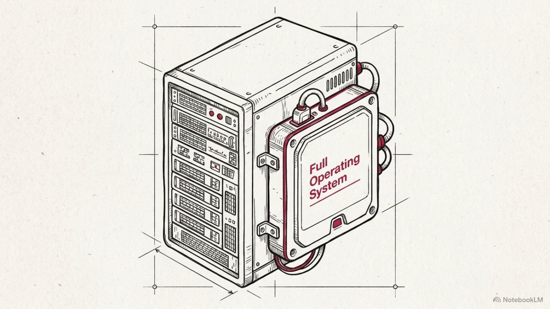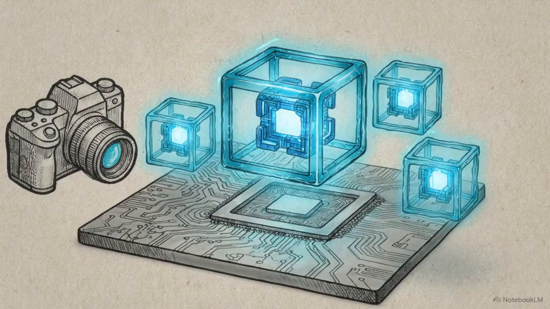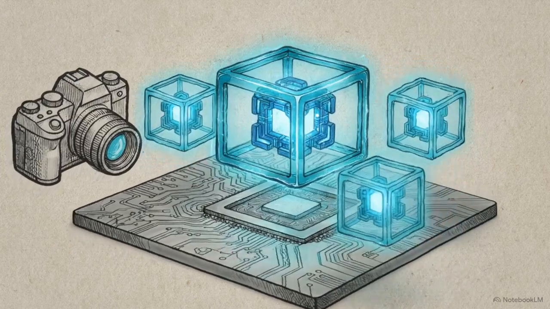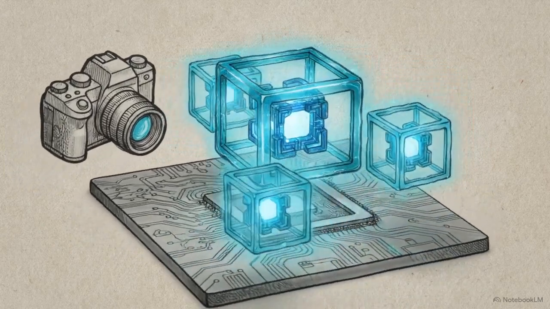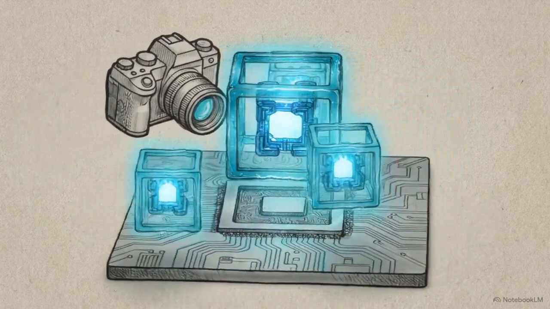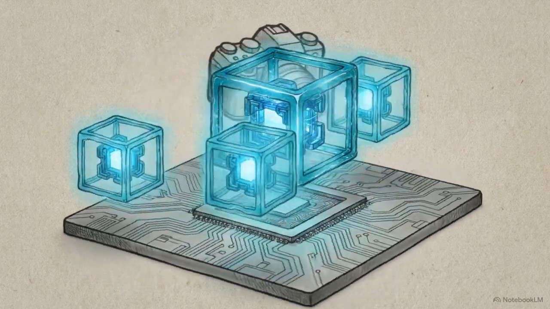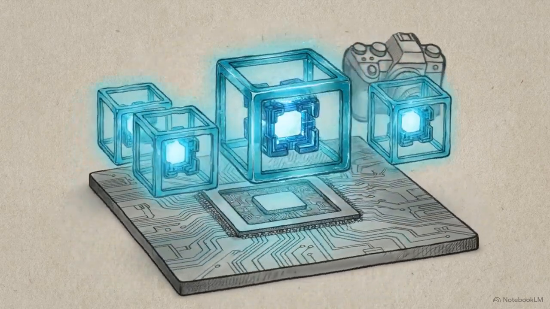Traditional virtual machines require their own complete operating system. Docker completely bypassed this limitation by creating containers. These are lightweight packages that bundle the application code and dependencies together, sharing a single operating system kernel.